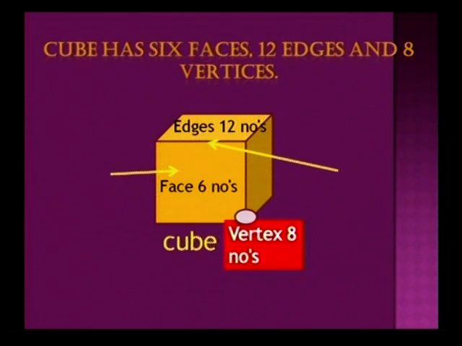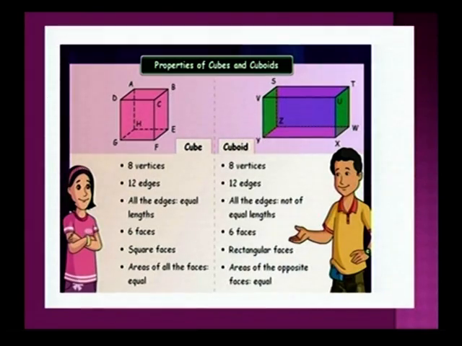Do you understand? Okay, let us see the following picture. By showing this picture, I can explain clearly the difference between cube and cuboid. In the cube, 8 vertices are there. In the cuboid also, 8 vertices are there. In a cube, 12 edges are there. In the cuboid also, 12 edges are there. In a cube, all edges are equal in length. But in a cuboid, all edges are not equal in length. For example, these only.